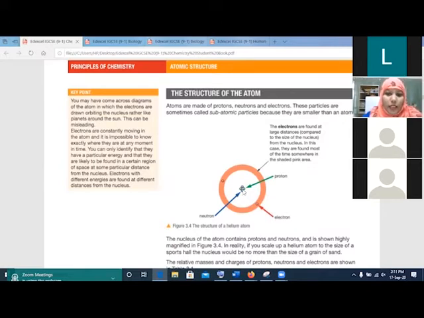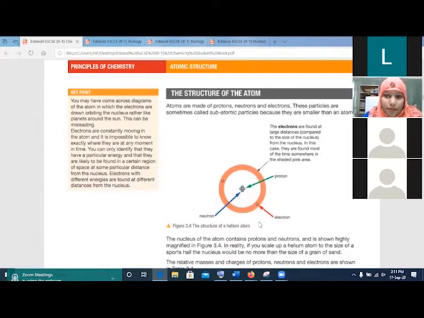This nucleus contains two different types of subatomic particles called protons and neutrons. And around the nucleus at definite distances, there are electron shells. These are usually drawn as circles around the nucleus.